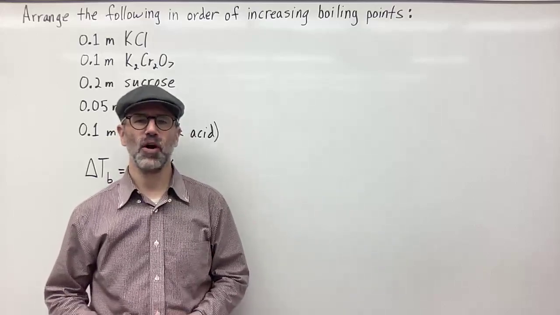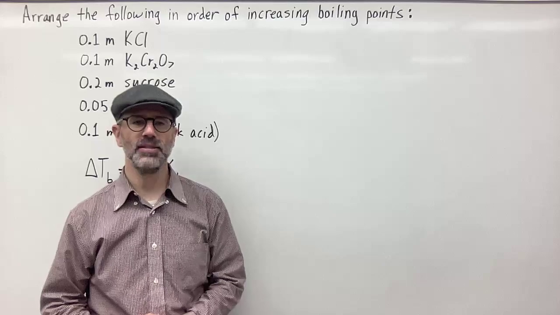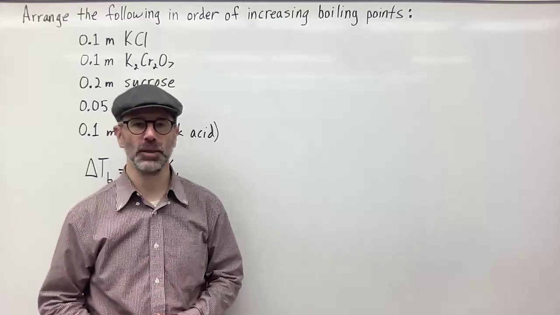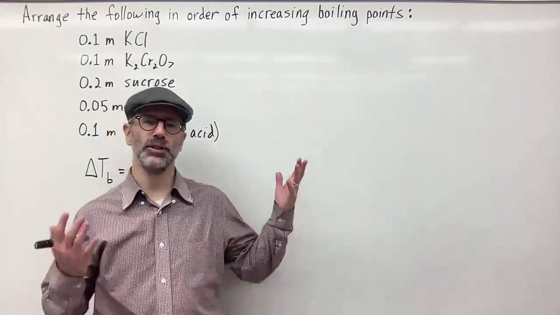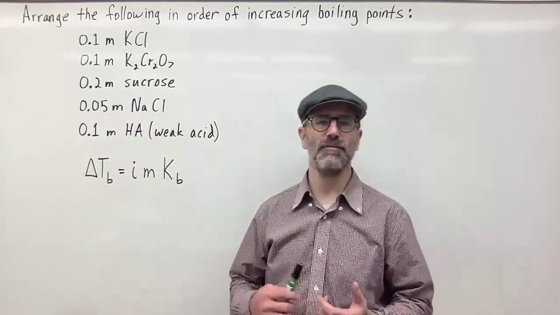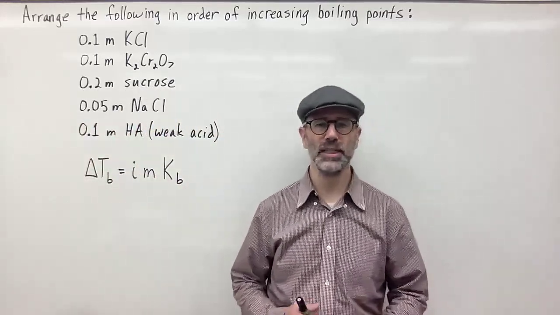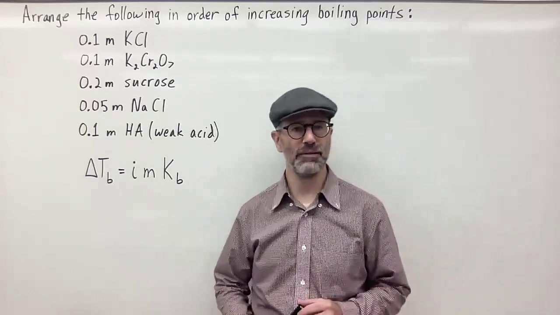My name is Mr. Kovalt, and in this video we're going to talk about how to arrange substances in order of increasing boiling points. So let's get into this. The first thing we need to do is read the question. It says arrange the following in order of increasing boiling points. And they're giving us these five different substances.